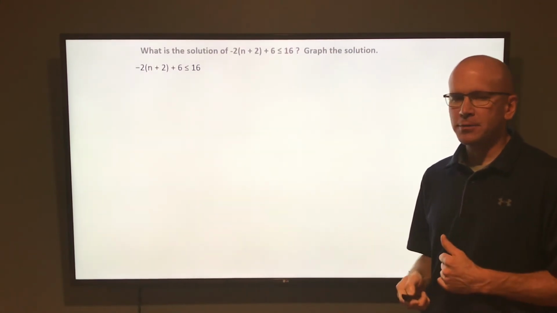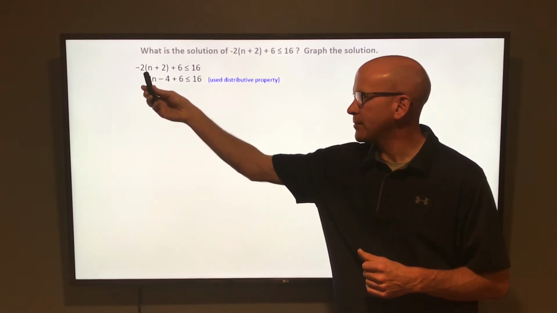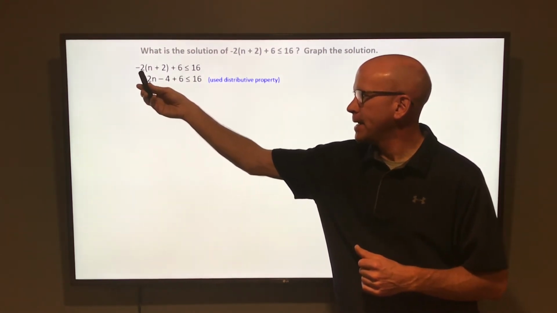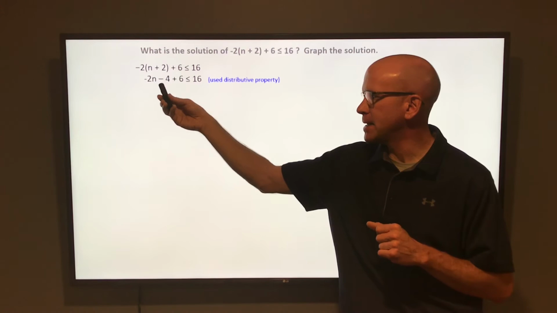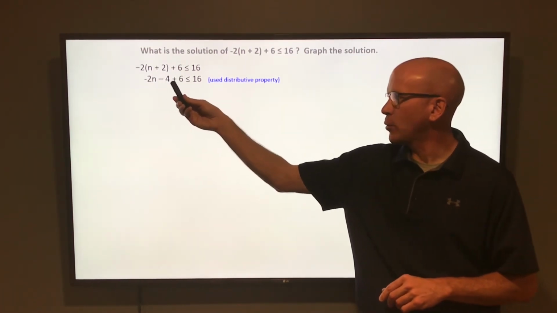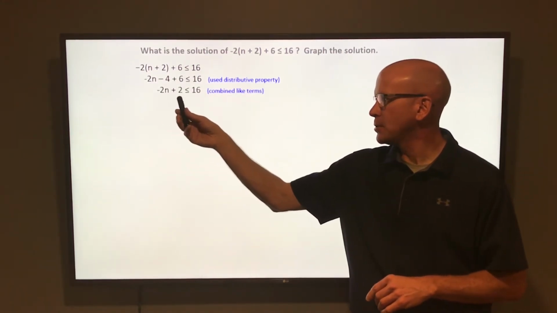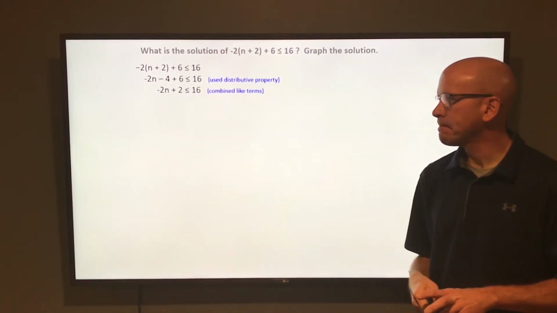Since most people are going to use the distributive property, that's how I'll start: distributive property with the negative 2. Negative 2 times n is negative 2n, and negative 2 times 2, watch your signs, is negative 4. Go back through and combine like terms. Negative 4 and 6 is 2. So negative 2n plus 2 is less than or equal to 16.